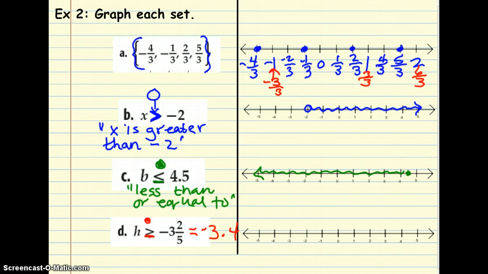So I'm going to go to -3.4, which is just less than halfway. I'm going to put a closed dot. And now in this case, we need to go to the right because that symbol is pointing to the right. So again, that means any number greater than or equal to -3.4.